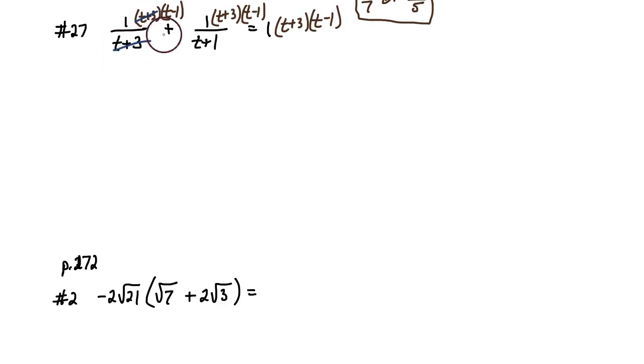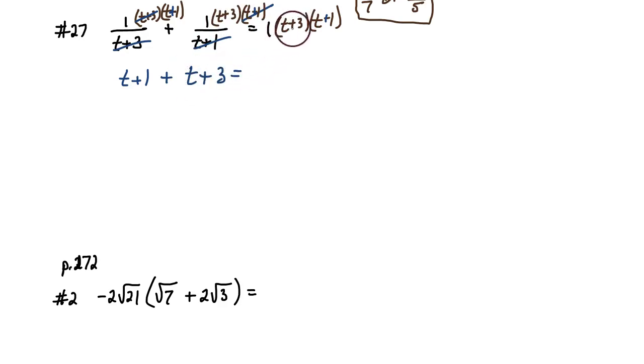The t plus 3's cross out, and we're left with 1 times t minus 1. That's just t minus 1. In this area, the t plus 1's cross out. Oops, I made a mistake. I see that my LCD is t plus 3 times t plus 1. Let me make that t plus 1, t plus 1, t plus 1, and this right here, t plus 1. Sorry, I didn't notice that earlier. Okay, the t plus 1 crosses the t plus 1. So 1 times t plus 3 is t plus 3.